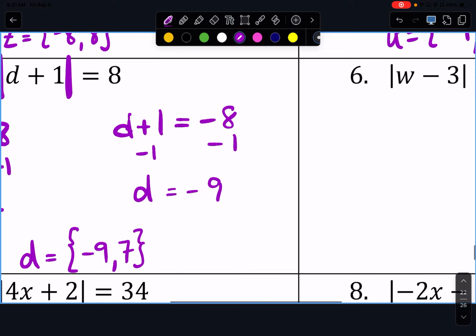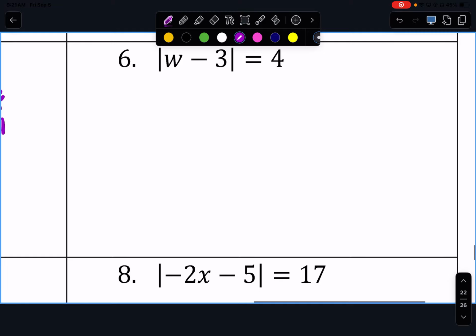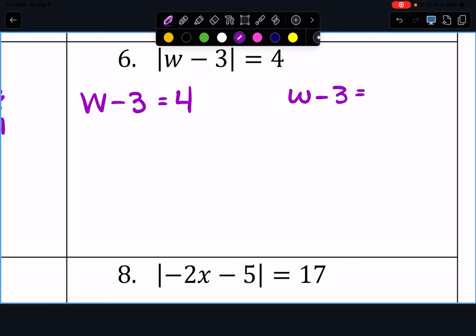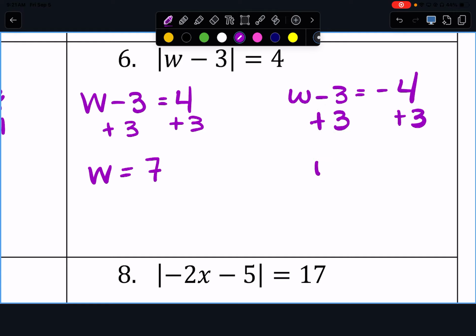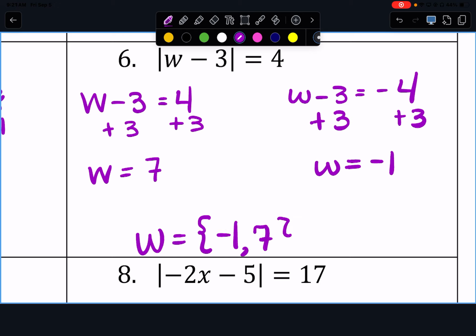For 6, what is our inside function? W minus 3. So we're going to do w minus 3 equals 4, and w minus 3 equals negative 4. And what do I do to solve those? Plus 3. What is 4 plus 3? 7. Then do that same thing with the other equation. What is negative 4 plus 3? So we get w is equal to, squiggle bracket, negative 1, comma, 7.